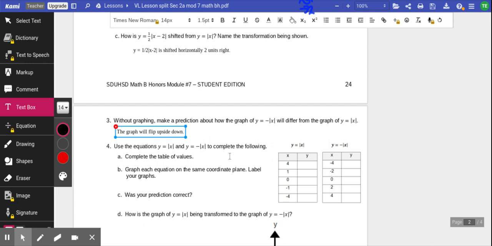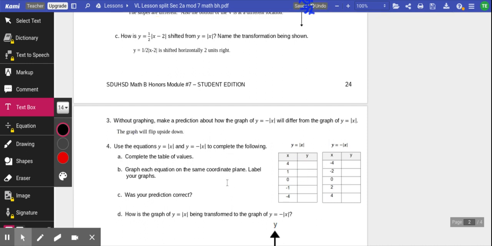All right, so let's just double check it here. My absolute value of 4 would be 4. And my absolute value of 1 would be 1. My absolute value of 0 would be 0. My absolute value of negative 1 would be 1. And my absolute value of negative 4 would be 4.